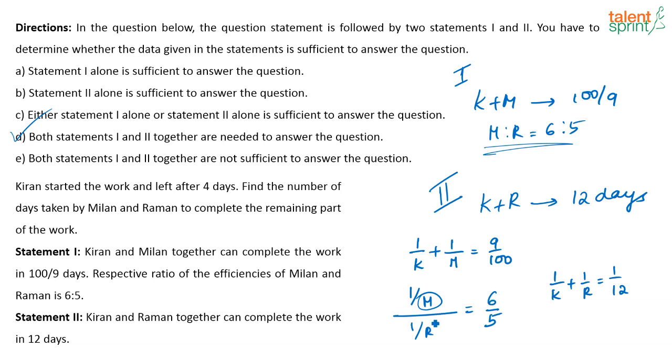I hope it's clear, right? See, you have the relationship between m and r. With that, represent either r in terms of m or m in terms of r. Substitute that in one of the equations. You have two equations, two unknowns. Solve for that. Find out what k, m and r are and get the answer.